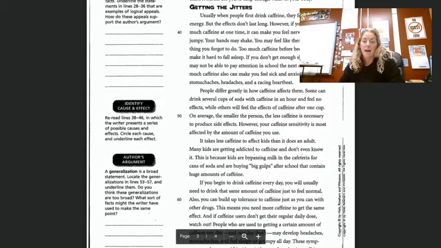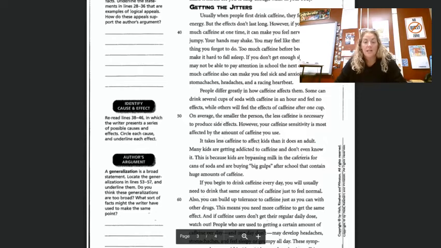People differ greatly in how caffeine affects them. Some can drink several cups of soda with caffeine in an hour and feel no effects, while others will feel the effects of caffeine after 1 cup. On average, the smaller the person, the less caffeine is necessary to produce the side effects. However, your caffeine sensitivity is most affected by the amount of caffeine you use. It takes less caffeine to affect kids than it does an adult.